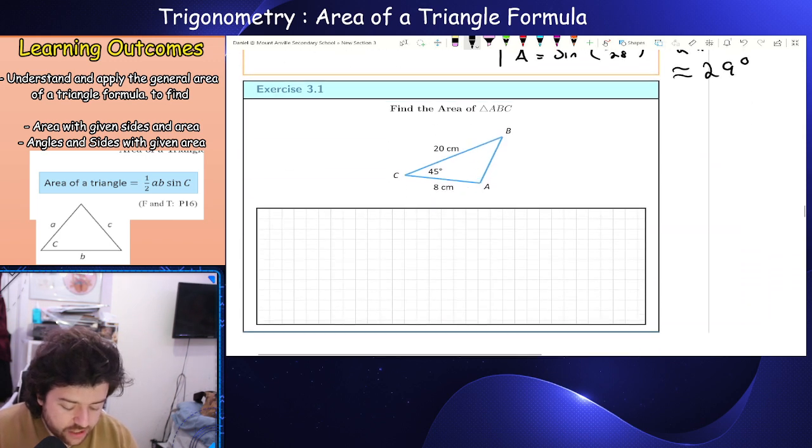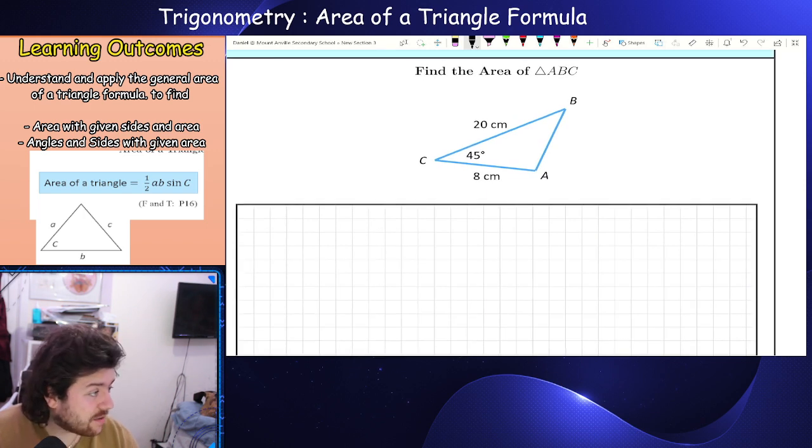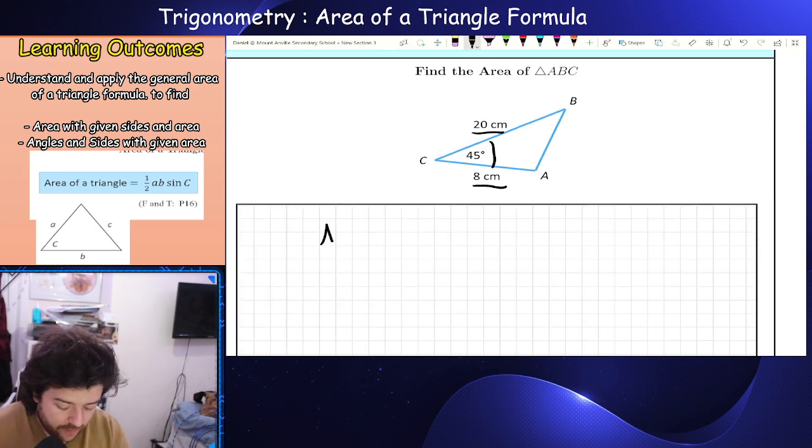Okay, again, just to do a few more examples here. So find the area of this triangle. Again, I'm just finding the area. I have two sides, 20 and 8, and I have the angle between them, which is 45. So put in my formula. So the area is equal to a half times A, B, capital C. So 20 times 8 sine 45.